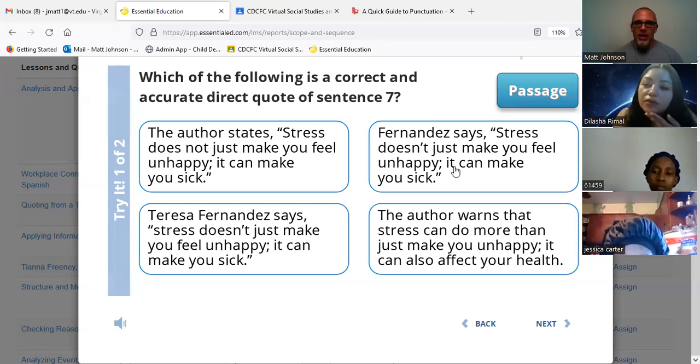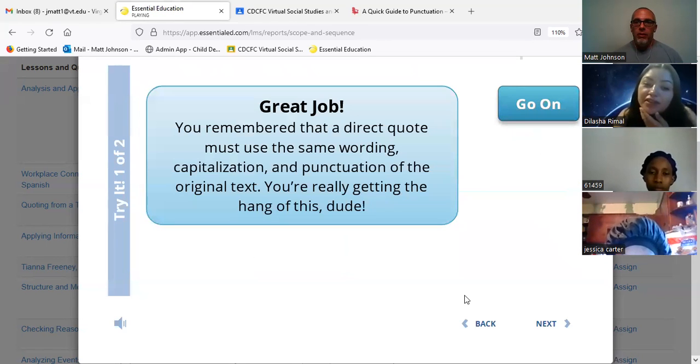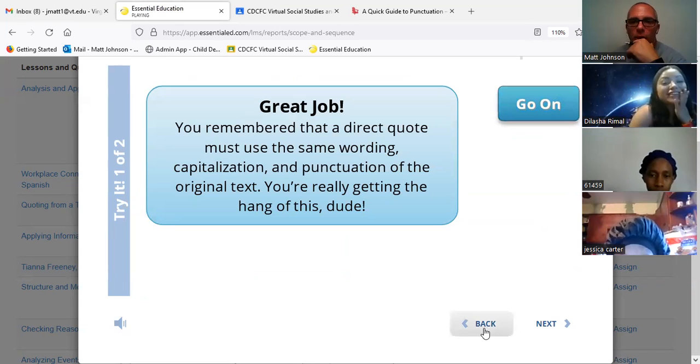We want to make sure our language matches up perfectly, and it's a quote. So it should be. What's the difference between B and C then? You remembered that a direct quote must use the same wording, capitalization, and.